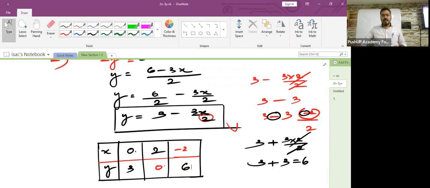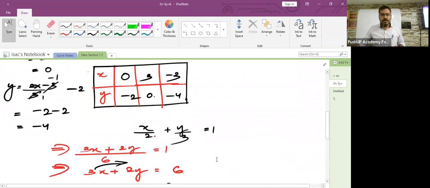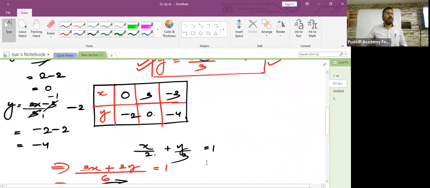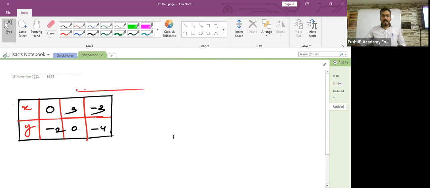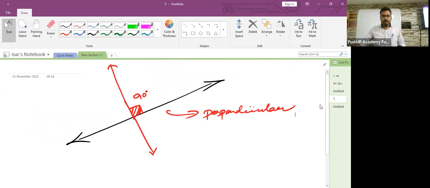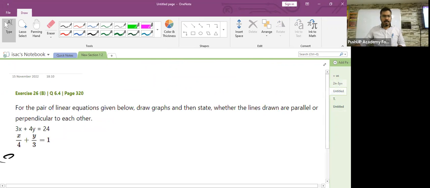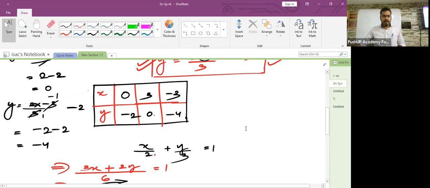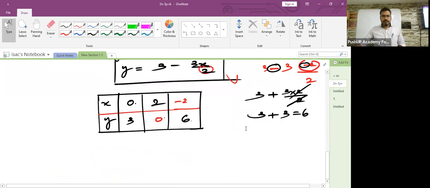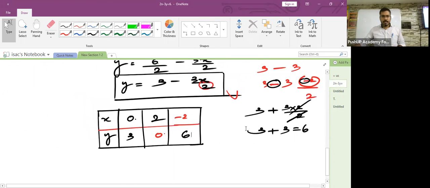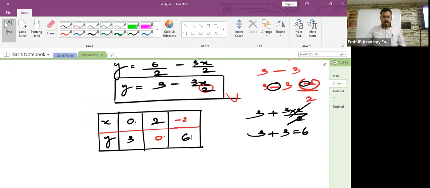So the graph can be produced since we have produced the table for both of them. Okay. This is the first table. And where is the second one? This is the second one, no?